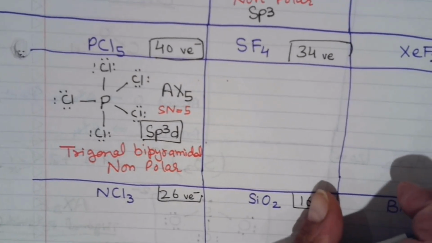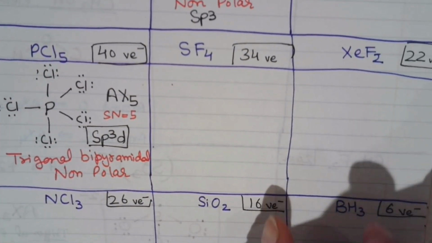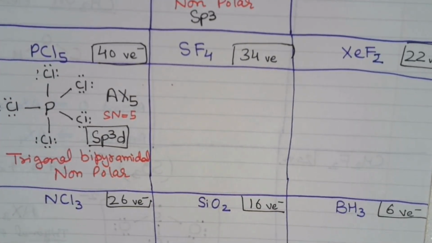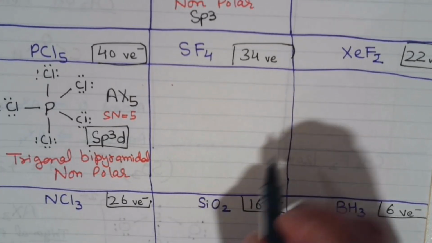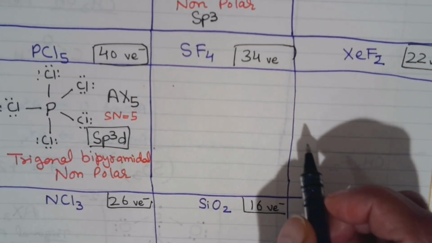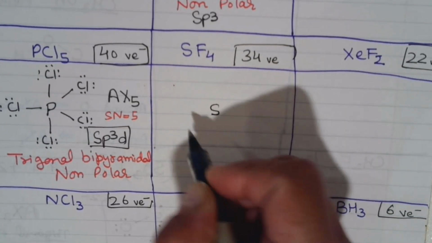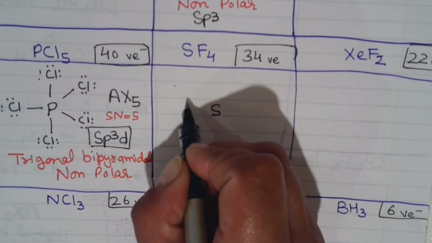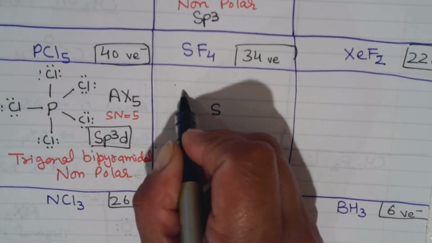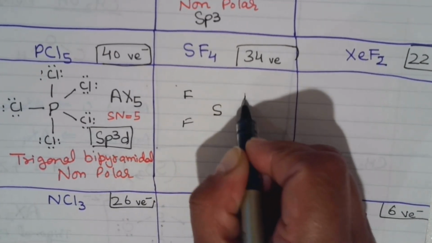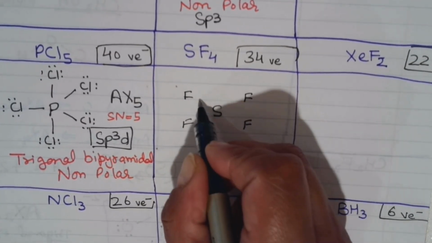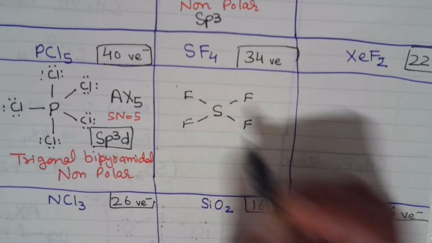Okay. Let's do another example. SF4 with 34 valence electrons. So SF4 has this structure. If you draw the Lewis dot structure, sulfur goes in the center, and then I'm going to arrange the 4 fluorines in a square shape around the central atom, right?